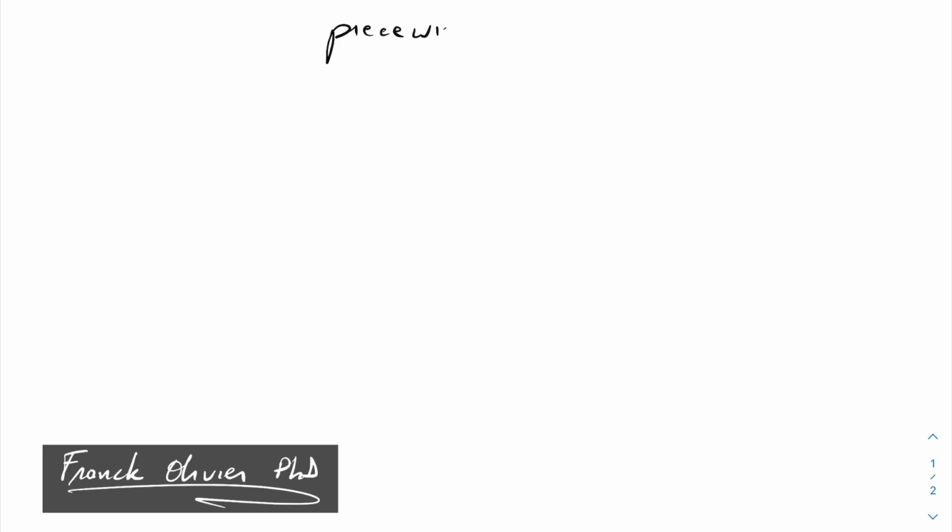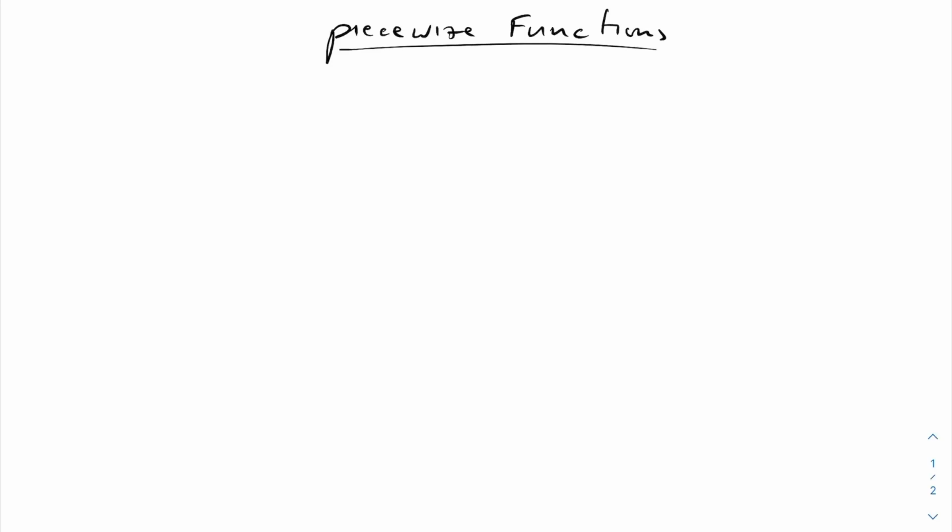Today we are going to be focusing on functions, but particularly we're going to be looking at piecewise functions. Those are functions that are defined with a condition attached to them. Together, we're going to look at one piecewise function and we're going to learn how to draft it.